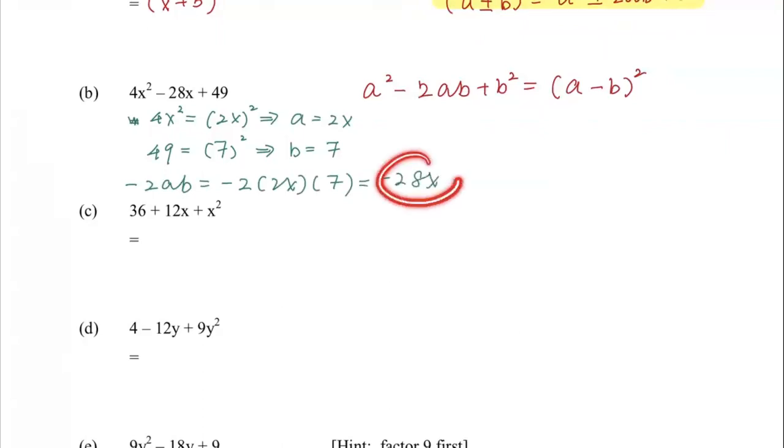So we get this, which means everything that we've done is trying to prove that this expression is of the same form as the formula. So now we get it, right? We know that a is equal to 2x, b is equal to 7. So this expression can be written as (2x minus 7) squared.